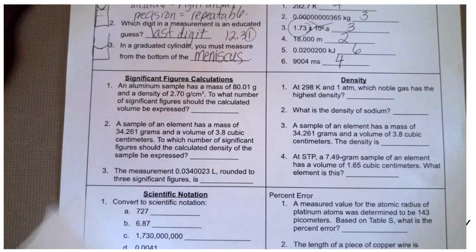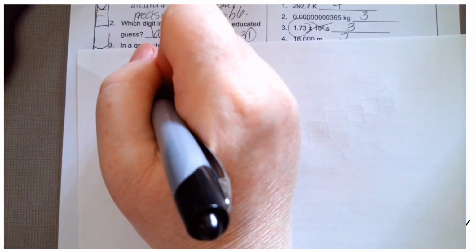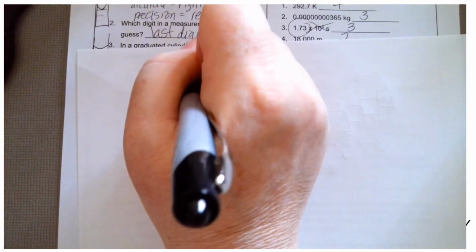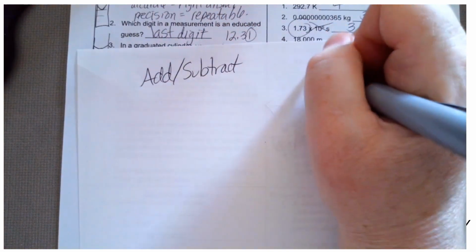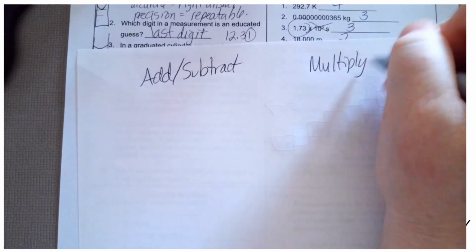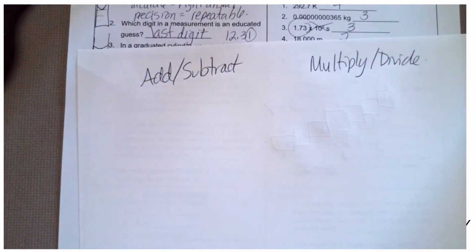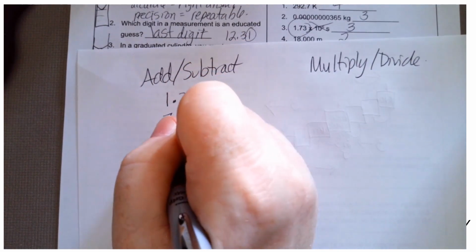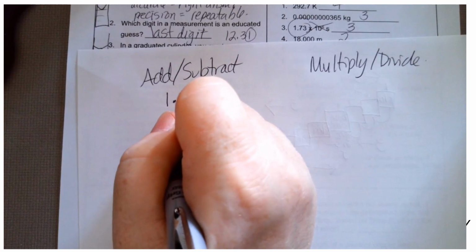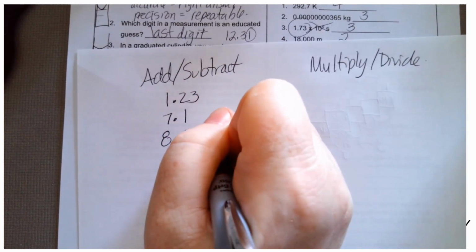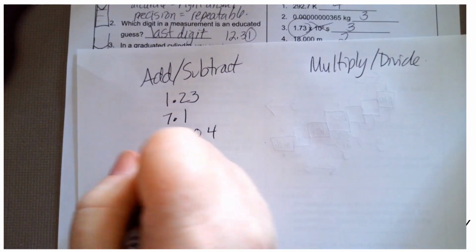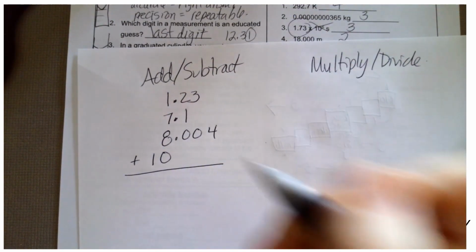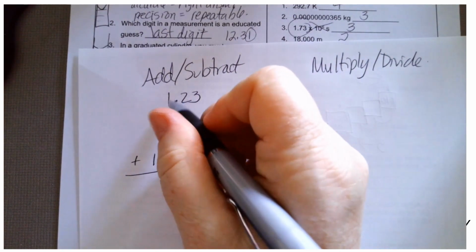Now we're going to look at significant figures calculations. Let me go over those rules really quickly. We have rules for add and subtract, and we have rules for multiply and divide. Let me show you an example. The rules for adding and subtracting are, first, you just add all of the numbers. Say this is what I have. I just have to add all these numbers, so I had to make sure they were lined up right.